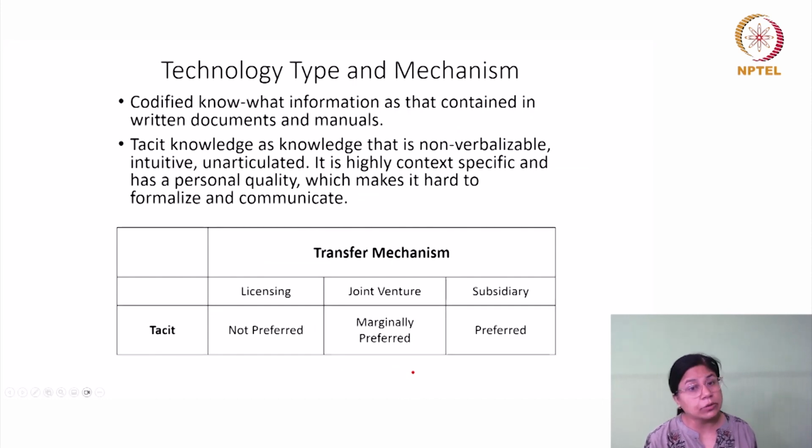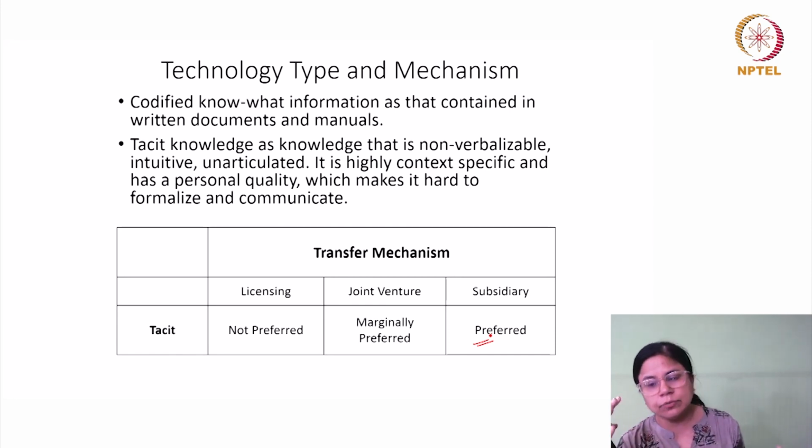Then we are talking about the technology type. There also you will see whether the transfer would be preferred or not. Here, if the technology we are talking about is more tacit, right, then what mode would be preferred? If more tacit information is included, then clearly subsidiary would be preferred. Why? Because if you have this kind of tacit knowledge, a non-verbalized, intuitive, unarticulated knowledge, which is very hard to transfer, then clearly engagement of your own subsidiary, establishing your own plant in order to make use of that, will be much more preferred.